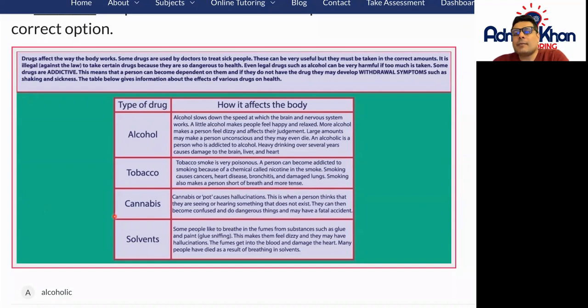Cannabis. Cannabis, or pot as it's commonly known, causes hallucinations. This is when a person thinks that they are seeing or hearing something that does not exist. They can then become confused and do dangerous things and may have a fatal accident.